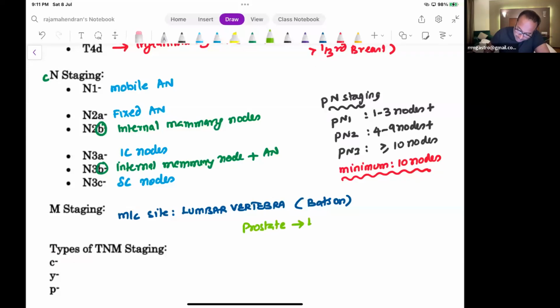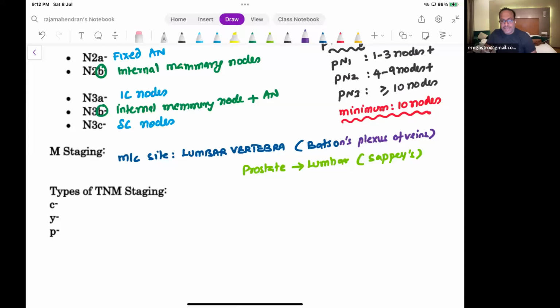What is the name of that plexus? That plexus is known as Sapi's plexus. So lumbar vertebra through the Batson's plexus of veins. They are small veins which go along the lumbar level to the lumbar vertebra. Through Batson's plexus of veins, you will have lumbar vertebral metastasis. Similarly, there are small veins carrying the metastasis to the prostate, that is known as Sapi's plexus.